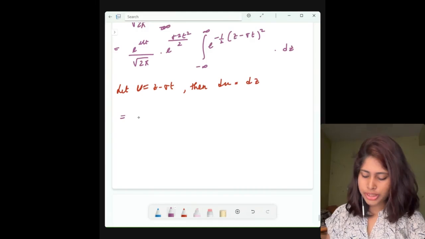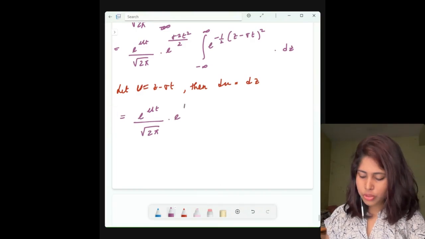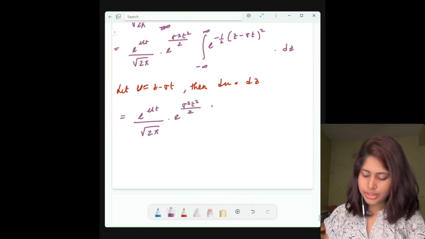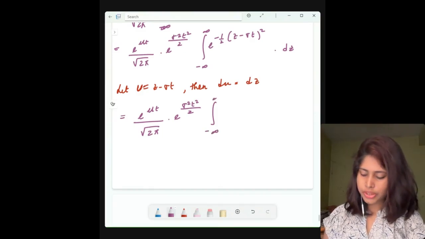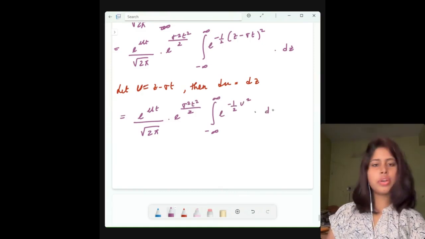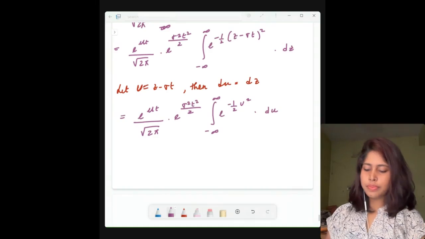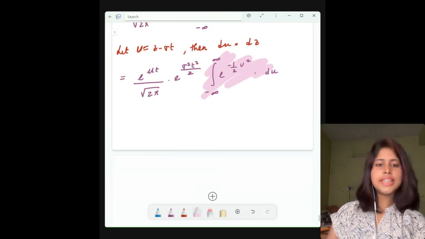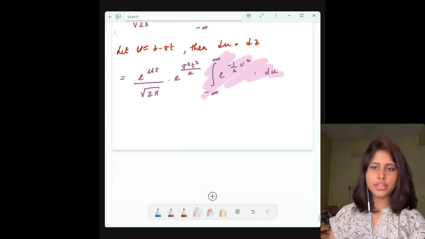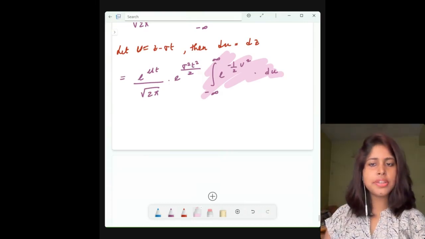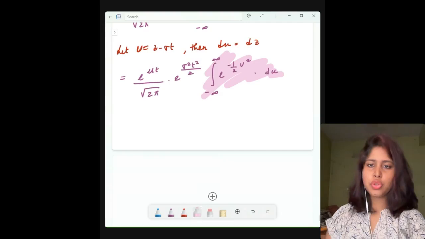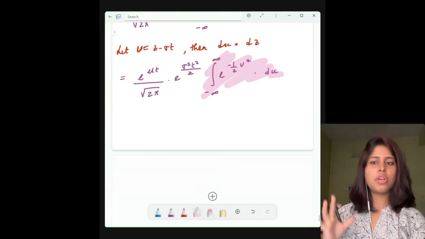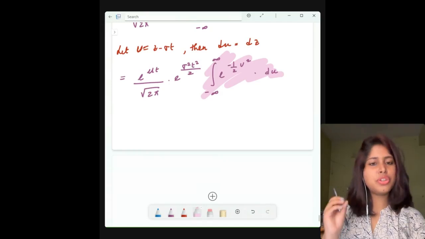Then here we are coming to e to the power mu t by root over 2 pi into e to the power sigma square t square by 2, and the integral from minus infinity to infinity of e to the power minus half u square du. Now see, this portion which we have got is a standard result. This integral of e to the power minus half u square du is basically root over 2 pi. This is a standard result which you need to remember.